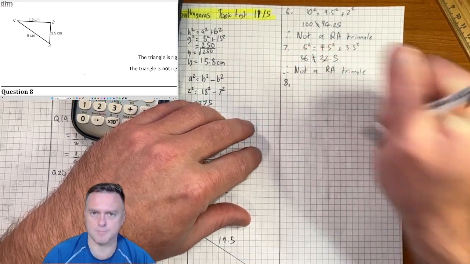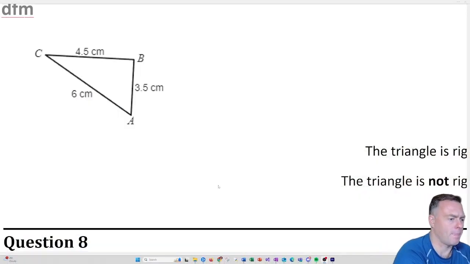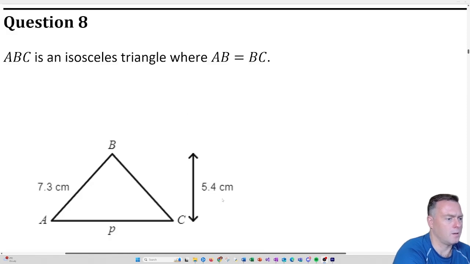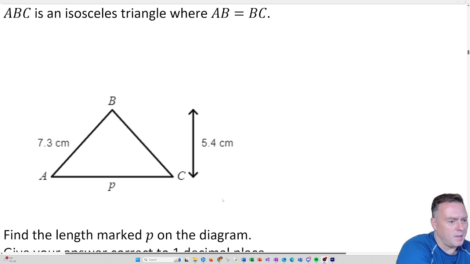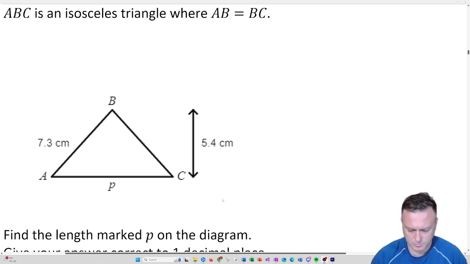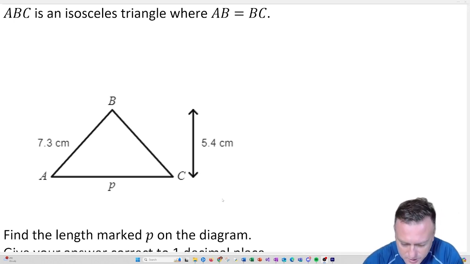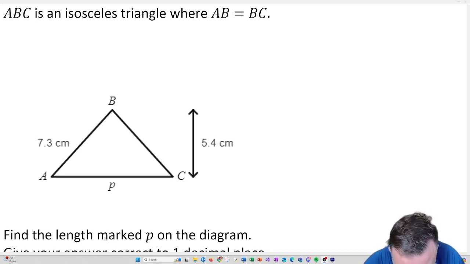Number 8 is an isosceles triangle. What are we trying to find? Find the length of P. So again, draw a really rough picture. This is why we love grid paper. 1, 2, 3, 4, 5. Great. So there's the center.